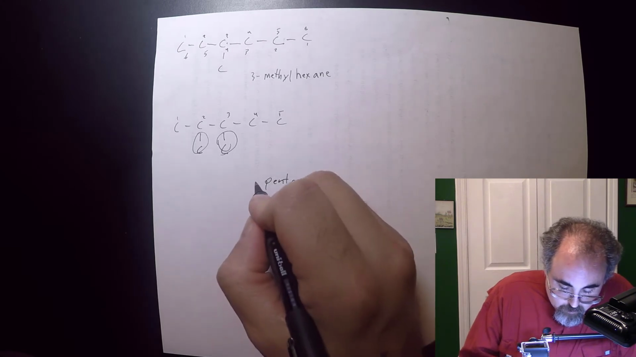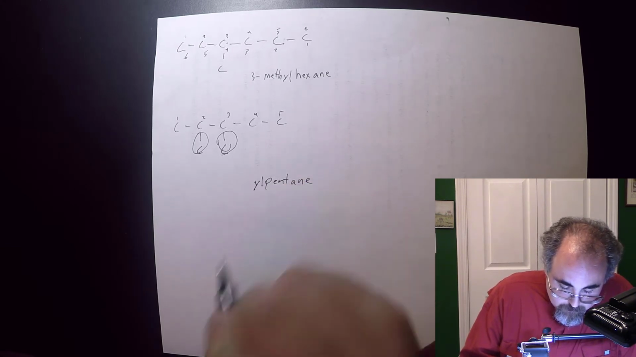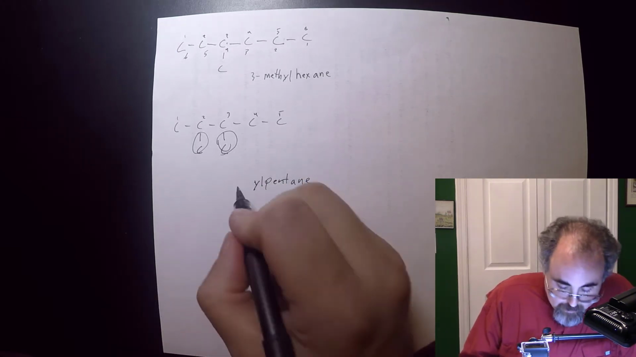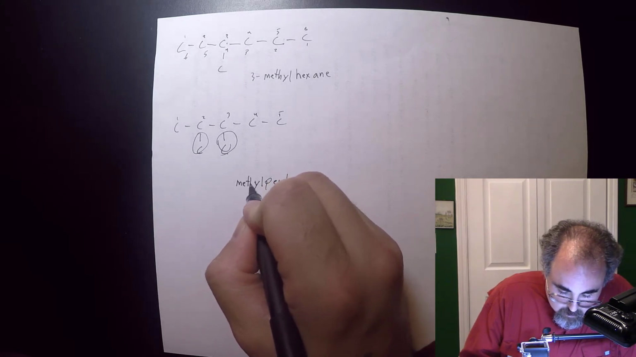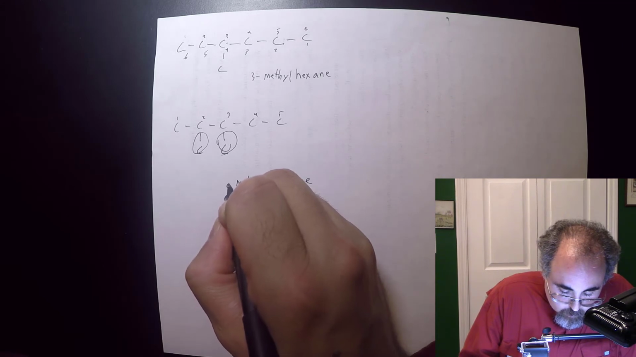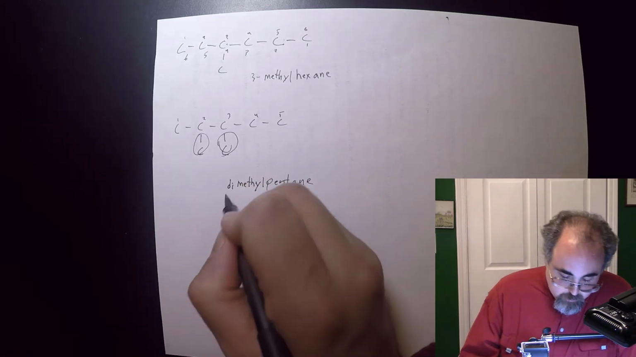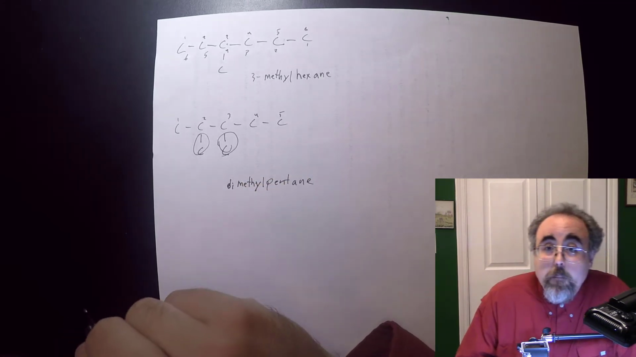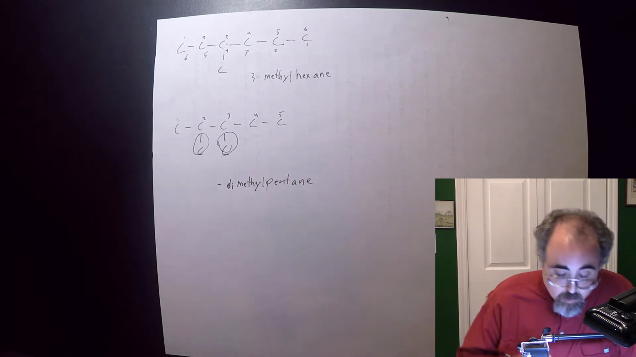Now, the functional group, or I should say the branch. That's going to be methyl again. So it's methyl, but there are 2 of them. So I need to tell you that there are 2 methyls. So I say dimethyl, and that squiggle's supposed to be a D. And I need to tell you where they're at.